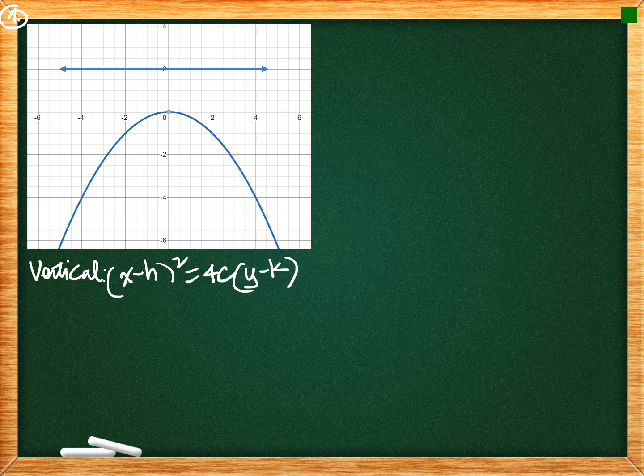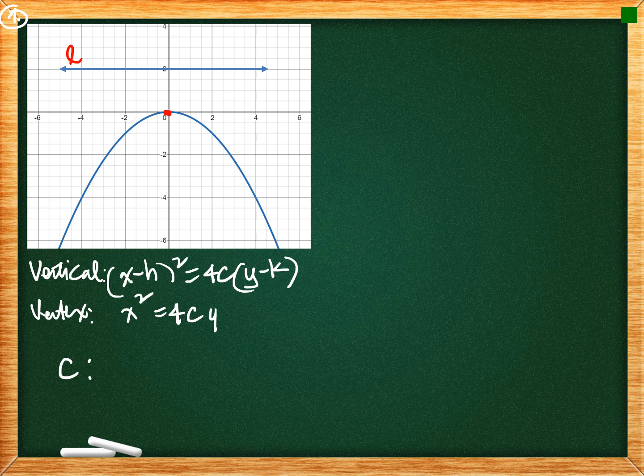And if the vertex is at the origin, then we can just write the equation as x squared equal to 4c times y, because our k is also 0. What we need here additionally is the value of our c. Well, we know that c is the directed distance from the vertex to the focus.